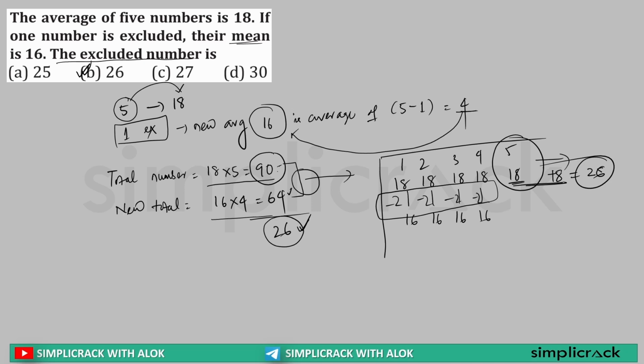Clear? What is it? Sir, we need to understand that each number's average was this much. One number was excluded. What is the score dropped? So the score dropped was this much. So this much score dropped means this score was taken away by the fifth number, if it is dropping.